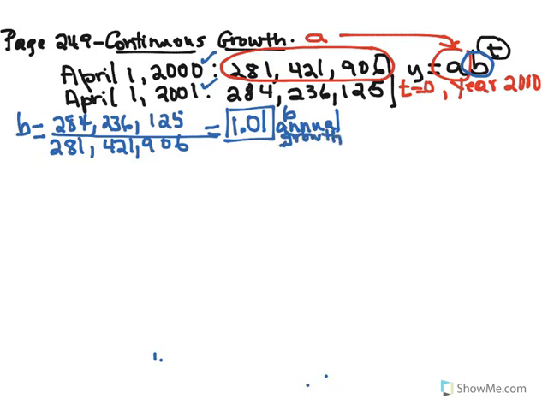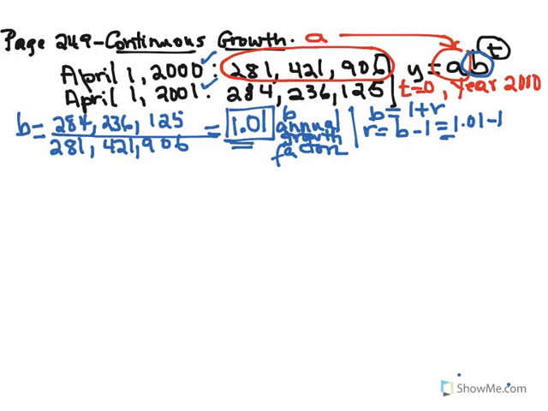Okay? Now, remember that there is such a thing as the annual growth factor and the annual growth rate. So this is my annual growth factor. How do I find the rate? Well, remember that b is 1 plus r. That means that r is b minus 1. So if I subtract 1 from 1.01, I'm going to get my annual growth rate, which, given as a percent, is 1%. That's my annual growth rate.